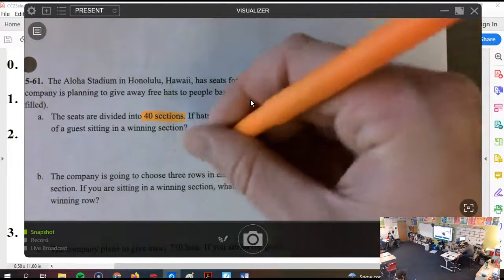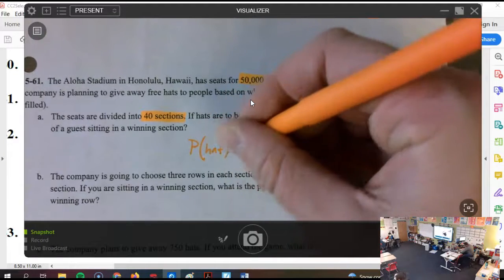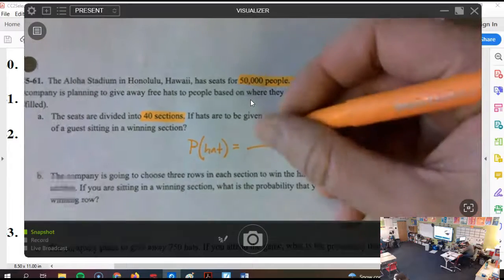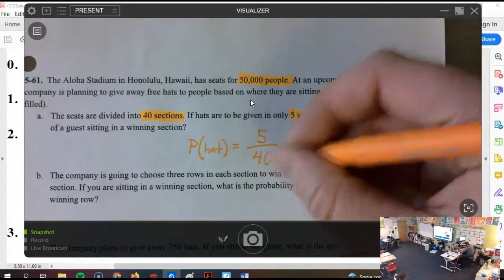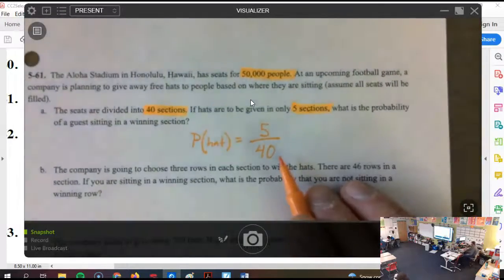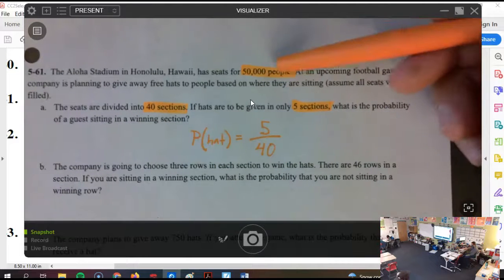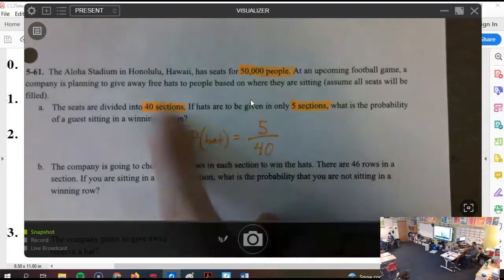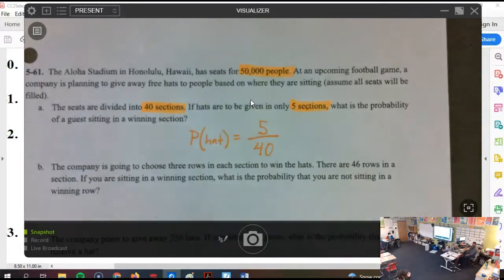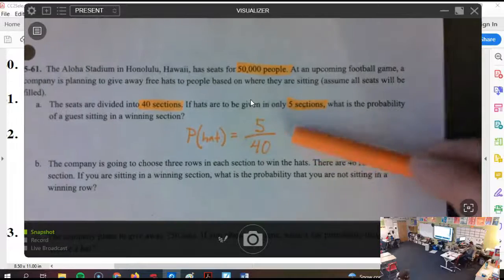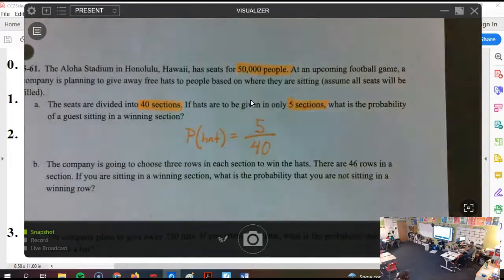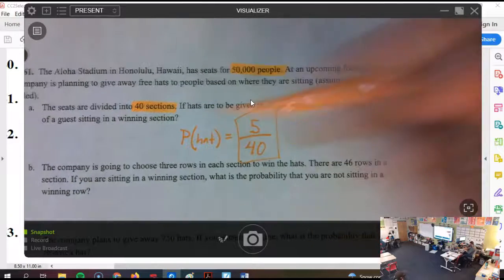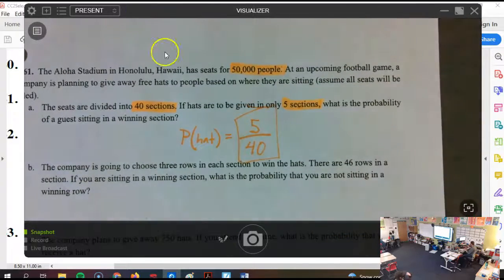So to win that, my part works the same way as percent, part divided by whole. My part is the five sections that will win over the entire stadium, which is 40. We don't need to use that 50,000 for part A. It does not matter how many people, it's talking about how many sections. Does that make sense? Then if they asked us how many people might win hats, we would do this times the amount of people. But they're not asking how many people. Other questions?